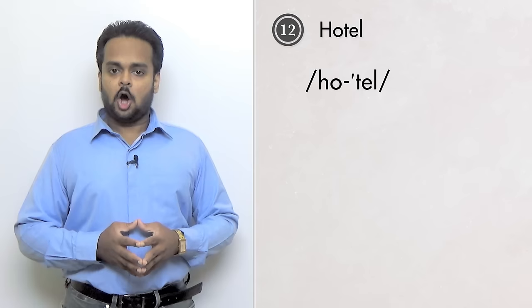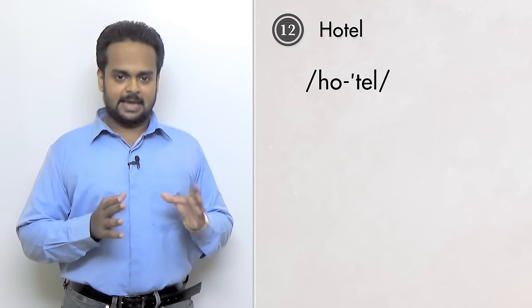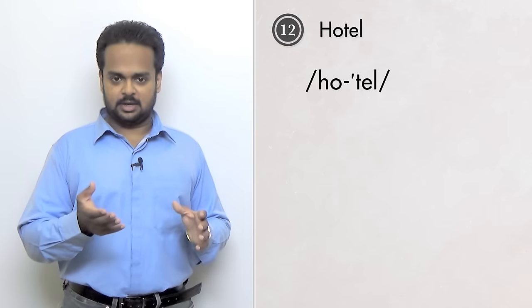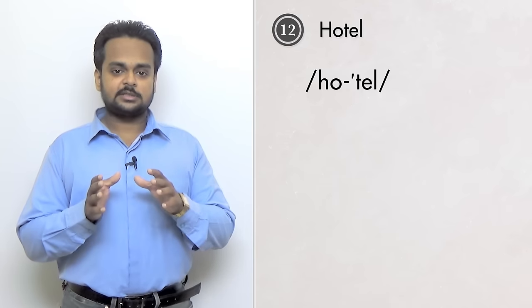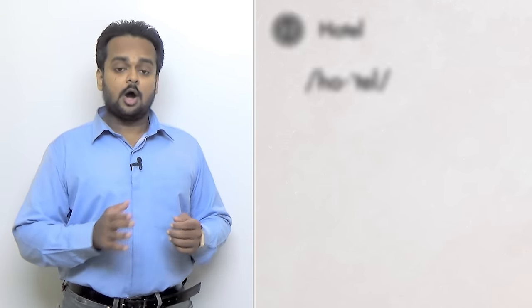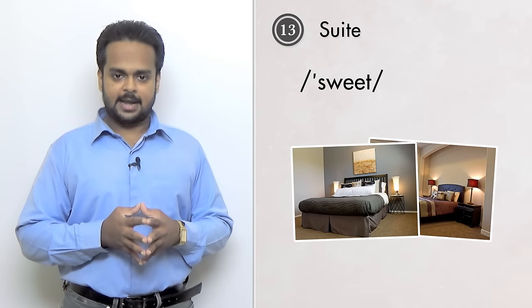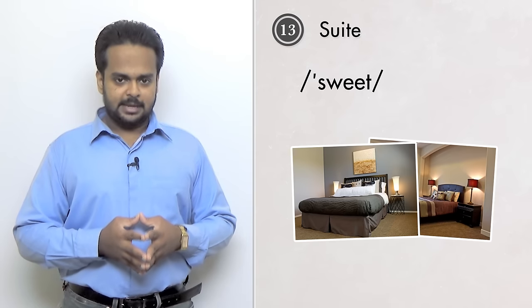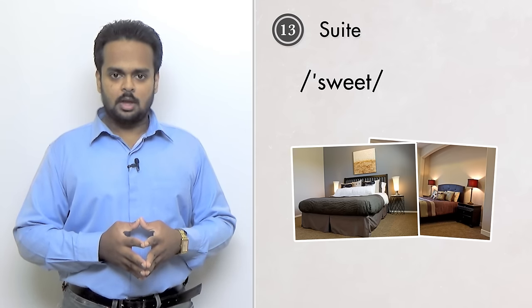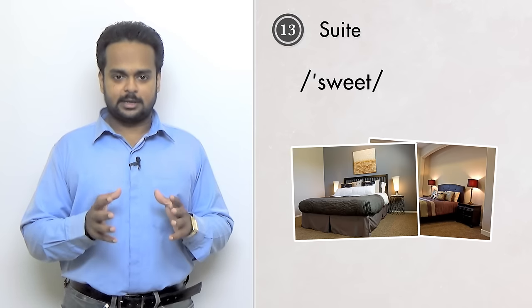Number 12 is hotel. There are two syllables, ho and tell, like the English word tell, as in tell me. The stress is on the second syllable, so hotel. A related word is suite. This means a set of connected rooms in a hotel, and this is wrongly pronounced by many people as suit, but it's suite, like when you eat a piece of candy, sweet.